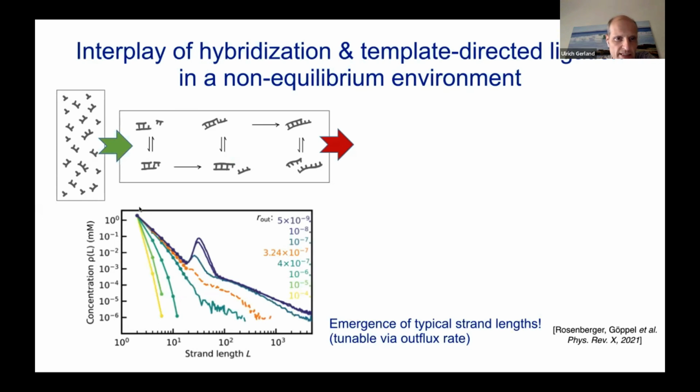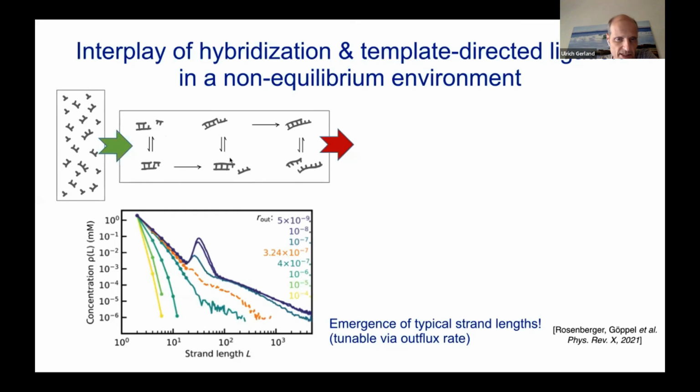What is shown here in this plot is the strand length distribution in such an RNA reactor. The x-axis shows the length of these RNA strands, and on the y-axis you get the concentration of that particular strand length. You see multiple curves here, and these curves basically differ by an outflux rate. So you have a finite volume, a reactor, and the influx to this reactor are short fragments, monomers, dimers, trimers, and they react, they bind to each other, they ligate, they do templation and so on. So of course you get longer strands.